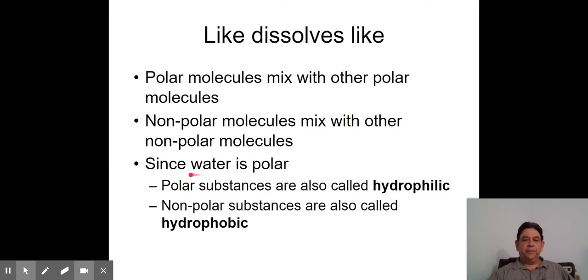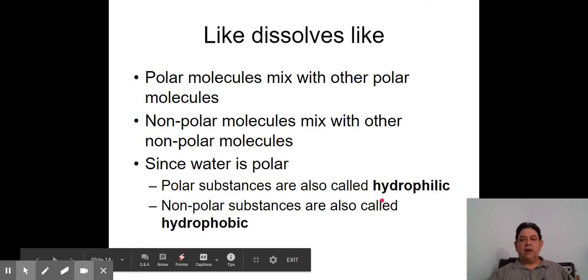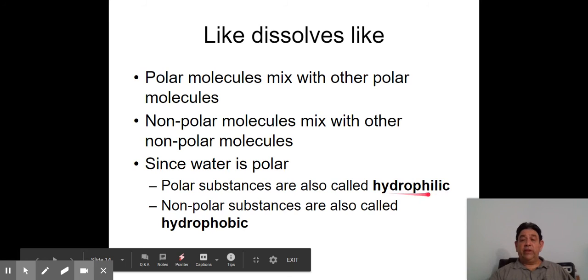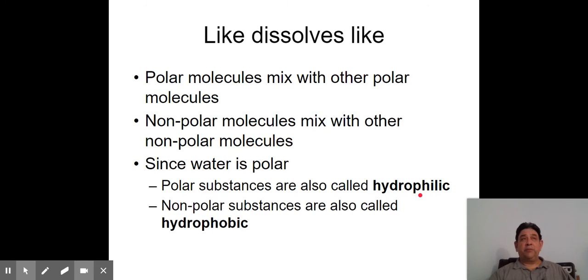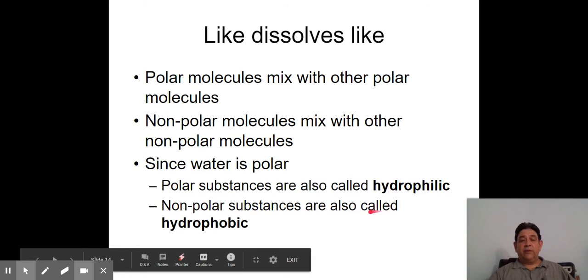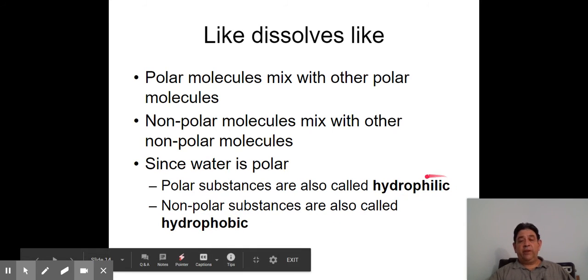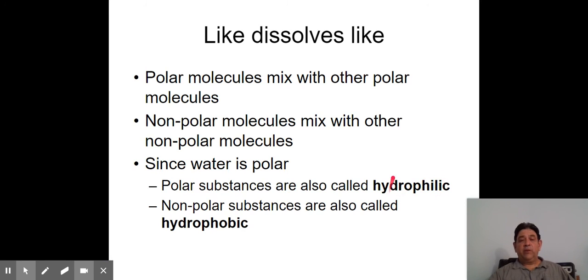Now, since water is polar, polar substances are called hydrophilic. So if there's something else, let's say alcohol or acetone, other substances that dissolve readily in water, there's a whole bunch of chemicals that dissolve with water. You can call them polar, or you can call them hydrophilic. And hydrophilic is a term that just kind of tells you, does it dissolve in water? Nonpolar substances, since they don't dissolve with water, are called hydrophobic, because phobic means to fear, right? So it's fearing water. Phil means to love, so these are loving water. Okay, so there's a couple other terms. And why are they that way?